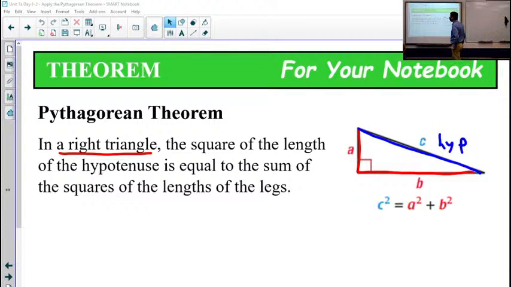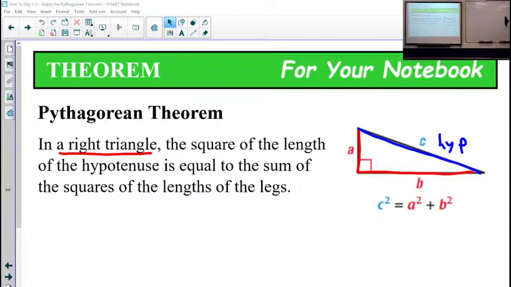Now, two key things here. Number one, notice that it says in a right triangle. In other words, this only works for right triangles. So we'll be talking next week about what happens when it's not a right triangle. But right now, this only works for right triangles. All right, that's thing number one.